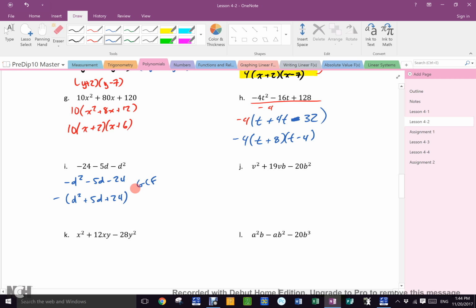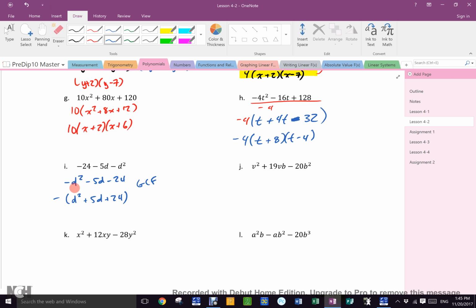But this is one of those weird ones, right? Because negative 1 isn't really the greatest common factor, is it? No. But it is a common factor. That's one of those weird rules. We like this to be positive. I see why. There you go. I see it. All right.